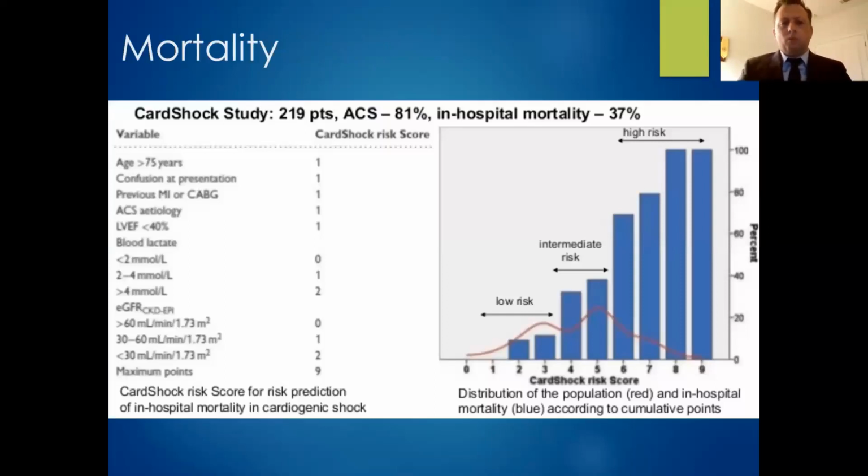As these patients come in, one of the things you really want to do is try to get a sense of what their risk of mortality is going to be. There's a number of scores that you can look at. This is the CardShock risk score. There's also the intra-aortic balloon pump risk score, which is more recent. But really it gives you a better idea of just how this person is going to do within this hospital stay.